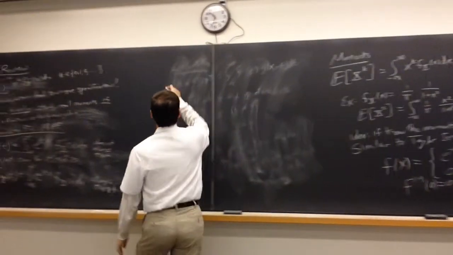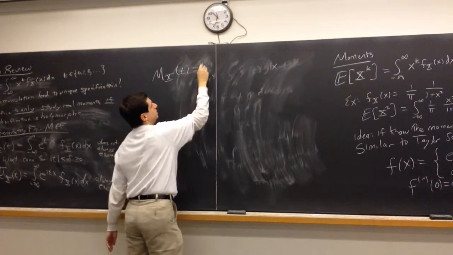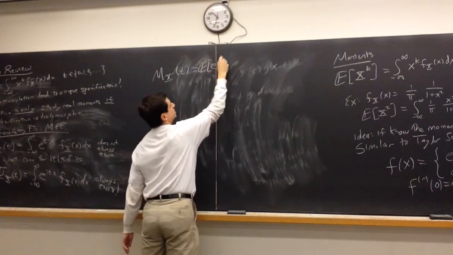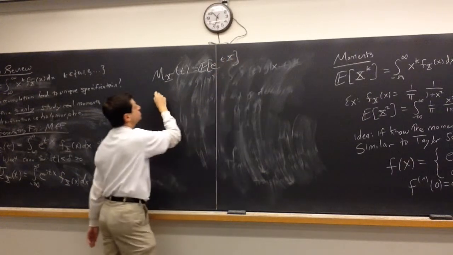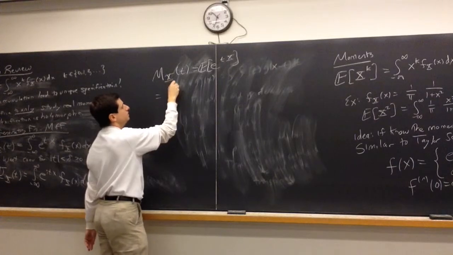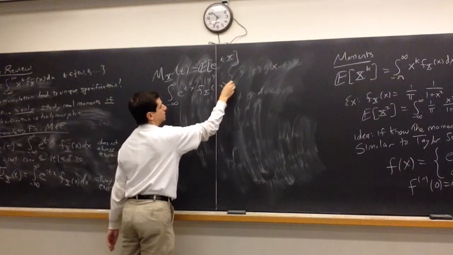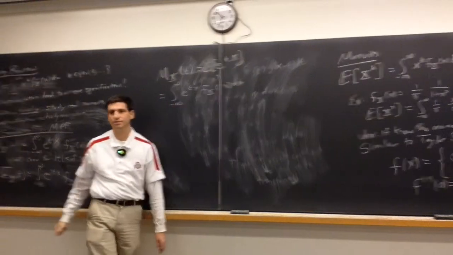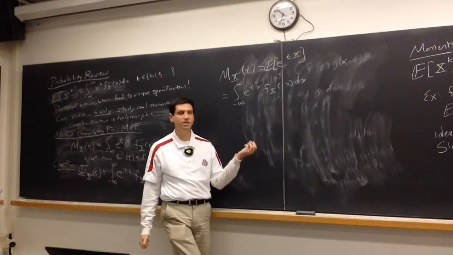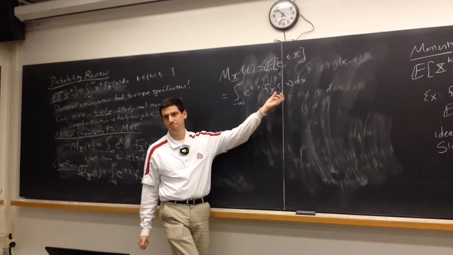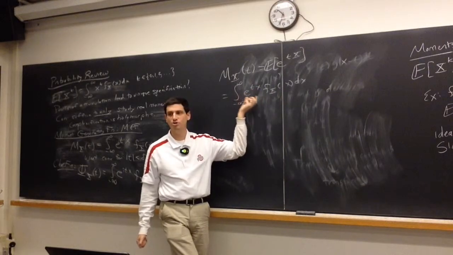So let's look. The moment generating function of x is going to be the expected value of e to the tx. This is going to be the integral from minus infinity to infinity of e to the tx f_X of x dx. I want to get the moments. The kth moment would be the integral of x to the k. Any thoughts, if you haven't taken probability with me, on what we should do at this point?